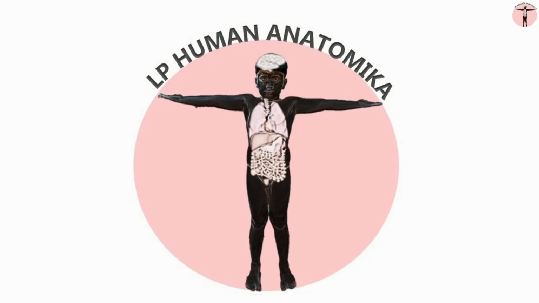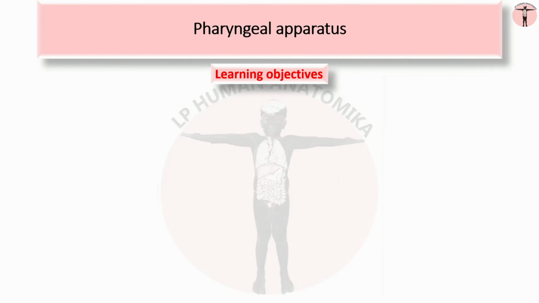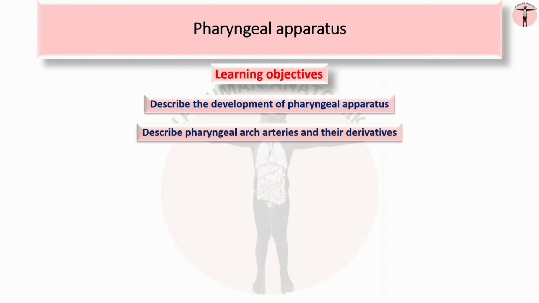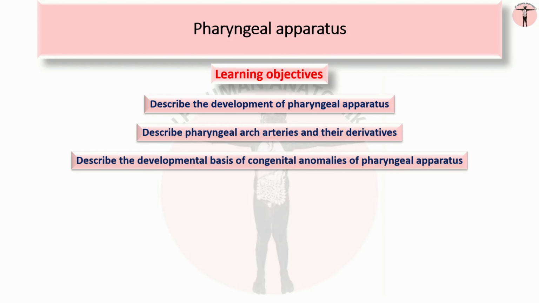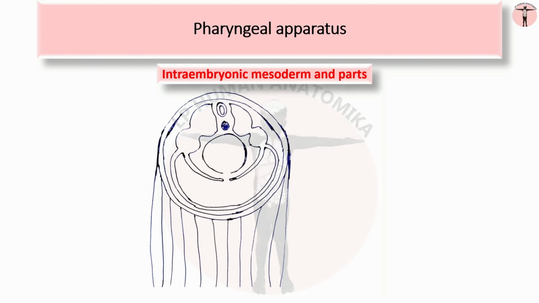Welcome back to Anatomiqa. In this session, we will be discussing the details of the pharyngeal apparatus, which includes pharyngeal arches, pharyngeal clefts, pharyngeal pouches, and pharyngeal membranes. The learning objectives of this session are: describe the development of pharyngeal apparatus, describe the pharyngeal arch arteries and their derivatives, describe the developmental basis of congenital anomalies of pharyngeal apparatus and aortic arch arteries.